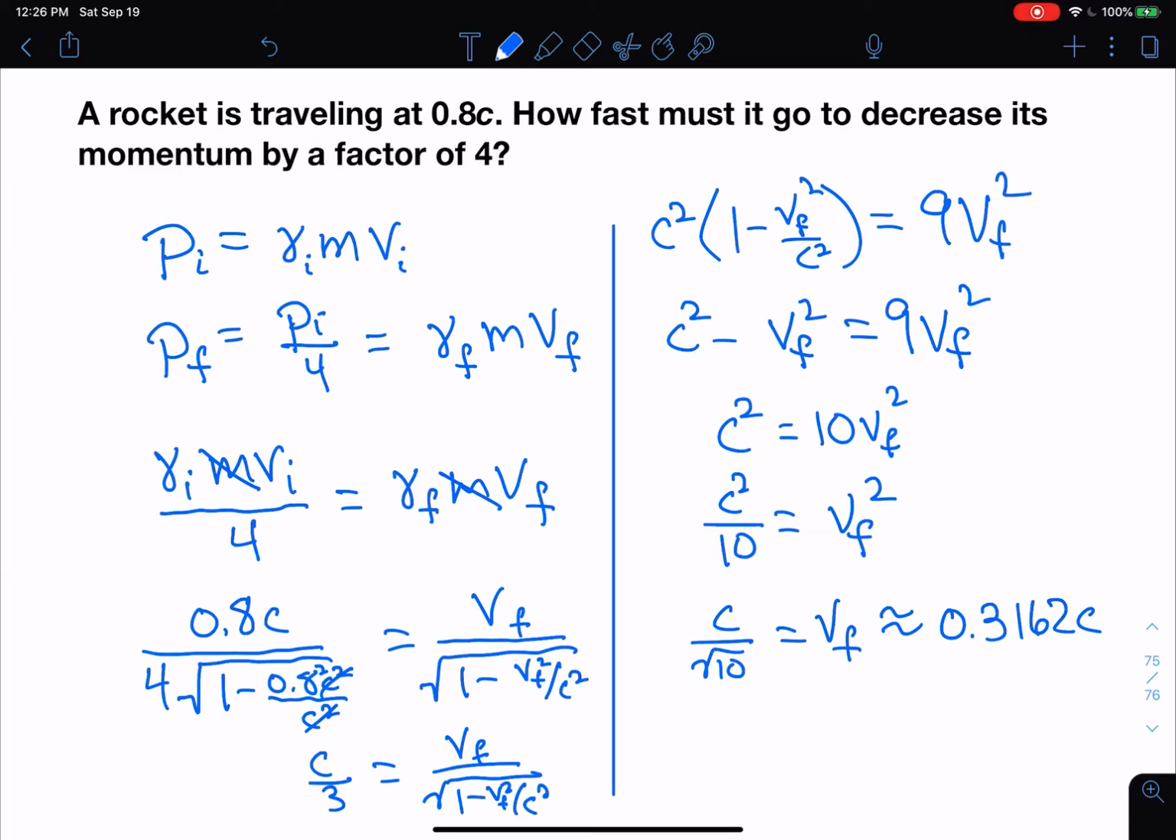And there you go. So to decrease the momentum by a factor of 4, the velocity would have to go from 0.8 c to 0.3162 c.